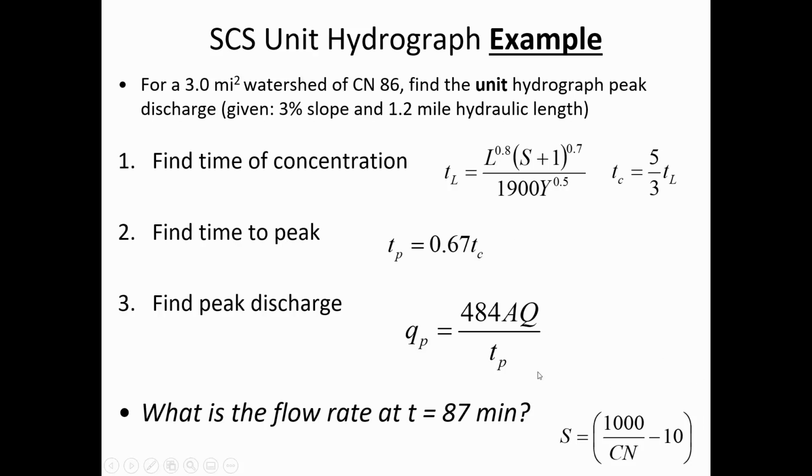And then here's the equation that you use to calculate the maximum potential storage in the watershed based on the curve number. All right, let me give you a moment to try and calculate the time of concentration, the time to peak, and the peak discharge amount, and then we'll go to that Excel table that's on Blackboard and create an actual hydrograph based on this data.